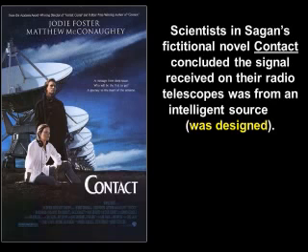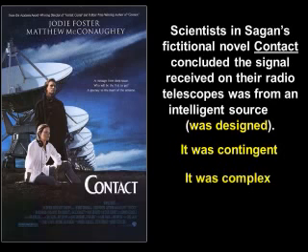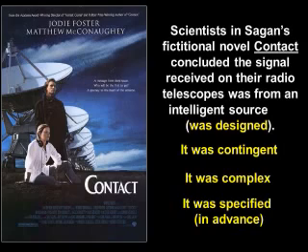In the book Contact, those folks knew good and well that was contingent, it was complex, and it was specified in advance. That's one of the things that Sagan has in his book. You receive a signal with the first 25 prime numbers. So everybody concluded that was an intelligent source, and we heard from somebody, and they started trying to make contact.